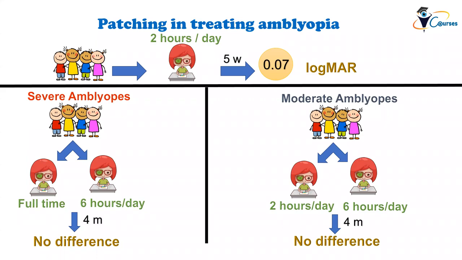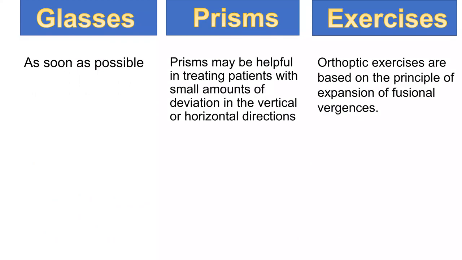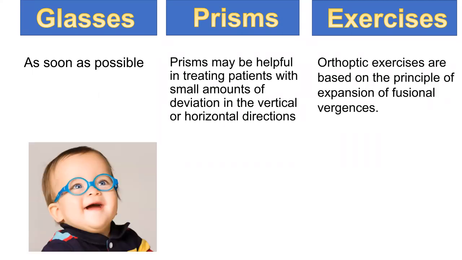Okay, the other line of management will be the glasses. You may ask, when should I give the glasses to the child? Well, as soon as possible. You may be surprised to know that the most common cause of reluctance to wear glasses is not the child himself, it is the parents. The parents don't accept that the child should wear glasses, and they seek a second opinion and ask here and there and everywhere, trying to look for a more appealing solution.